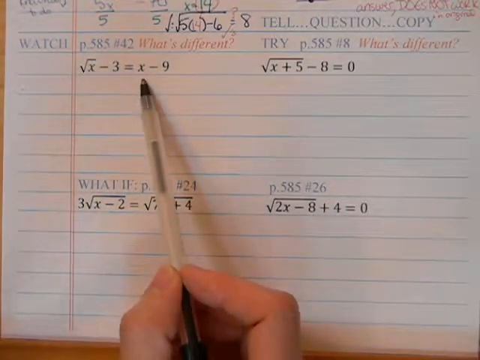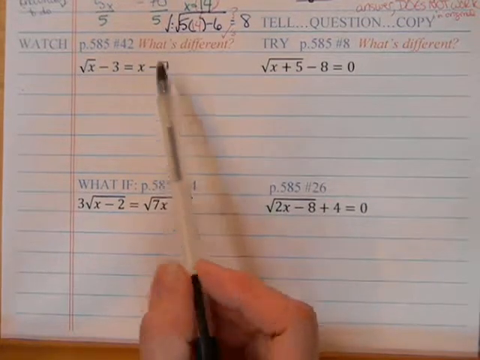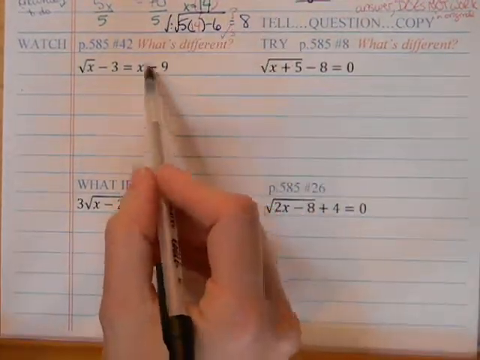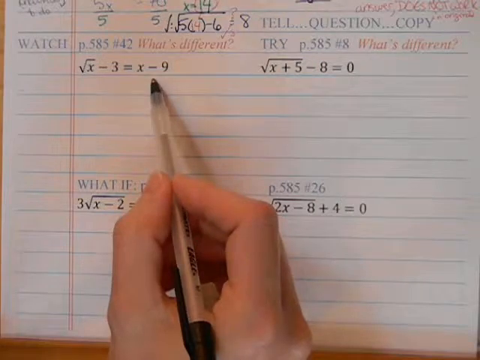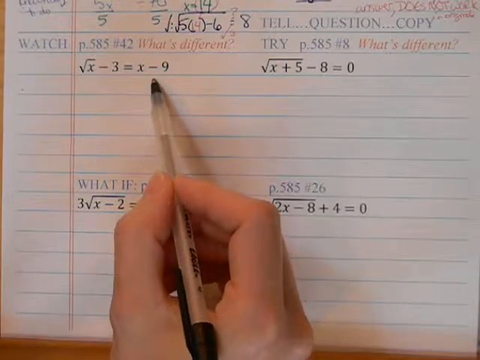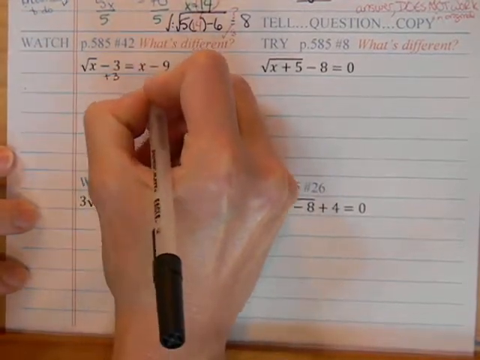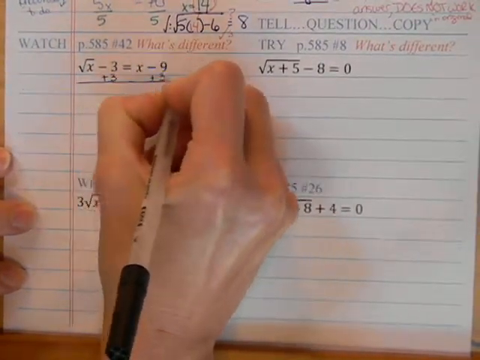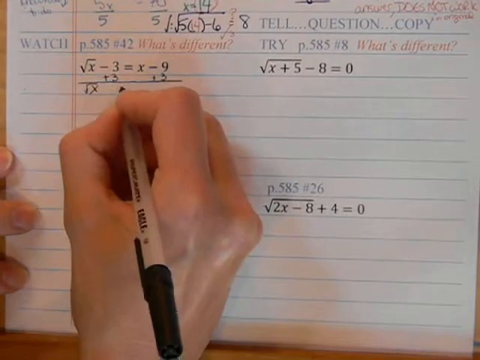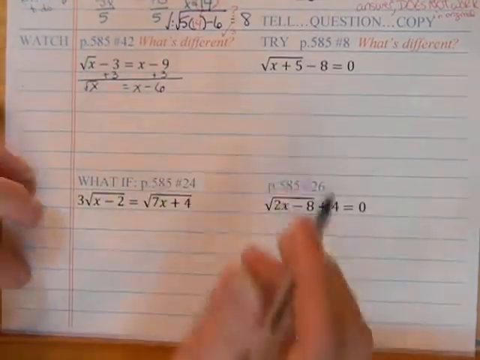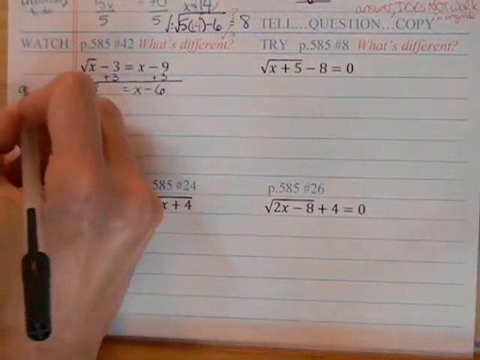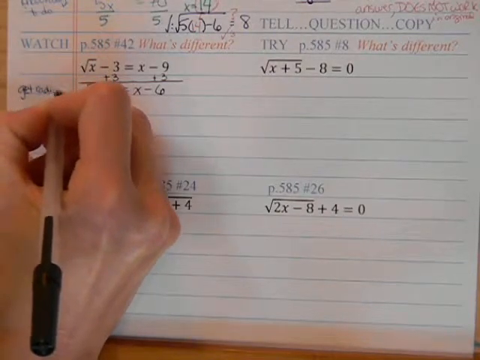And remember, when we talked through the steps just in the previous video, it didn't matter if there were other x's. Our goal is still the same, to get the radical alone. So we're going to start by adding 3 to both sides, so that we get radical x is equal to x minus 6. Our goal here is to get the radical alone.